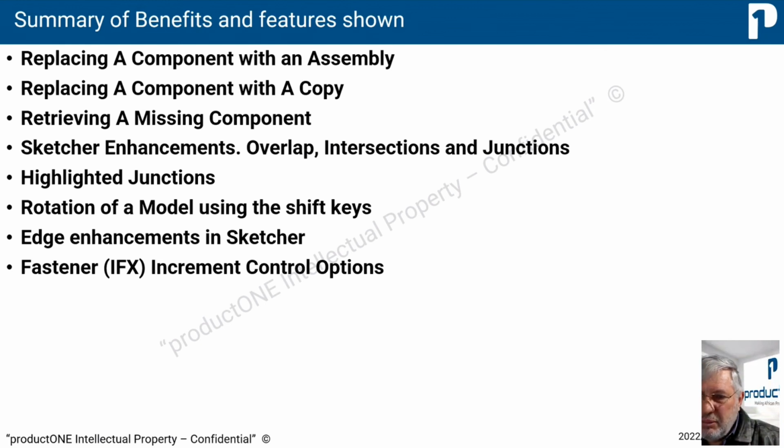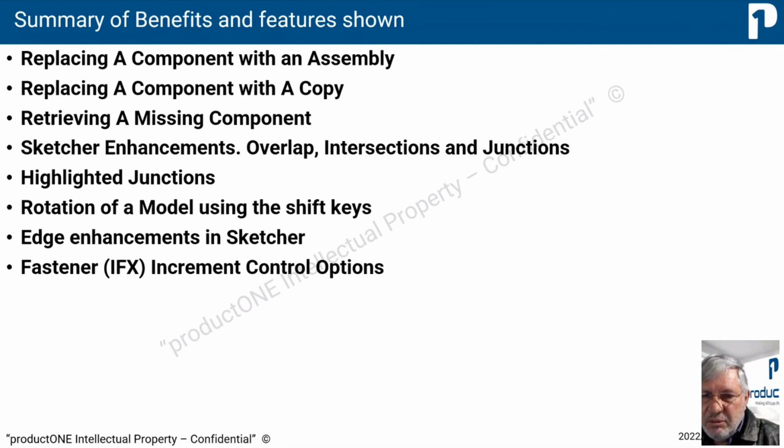Then we did replace a component with a copy. This enhancement is useful when you want to replace a component in an assembly. Previously, it was not possible to easily replace a component with an existing copy and have all the external child references automatically updated. With this enhancement, no more manual work is needed to replace a component with an existing copy or a newer version of the same part.